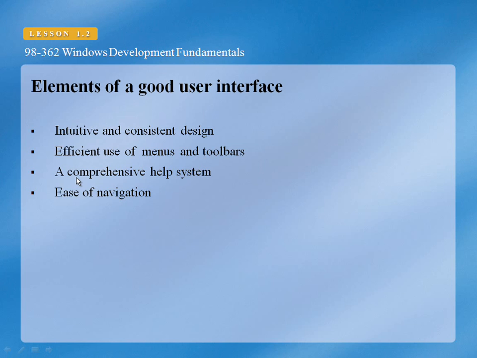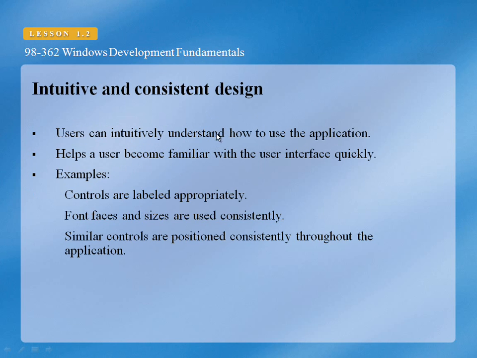Now get a brief idea of sensitive and consistent design. In this design process, the user can easily understand how to use the application. This process helps the user become familiar with the application. For example, toolbar controls are labeled properly, their font should be easily readable, and similar controls are properly placed in the application.